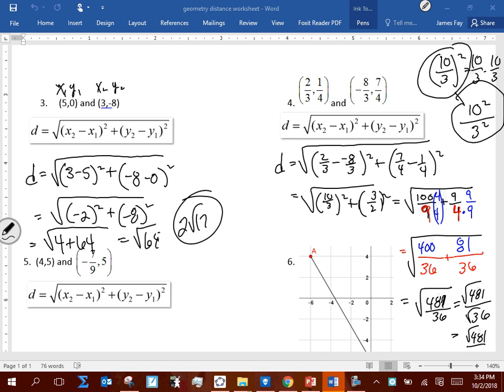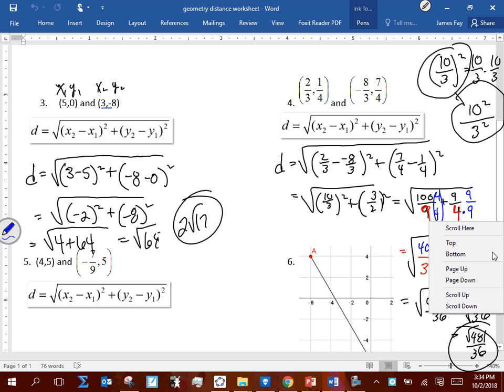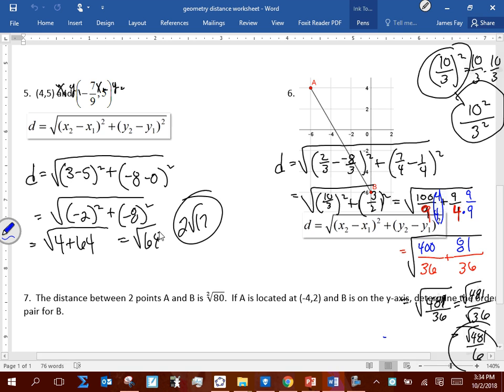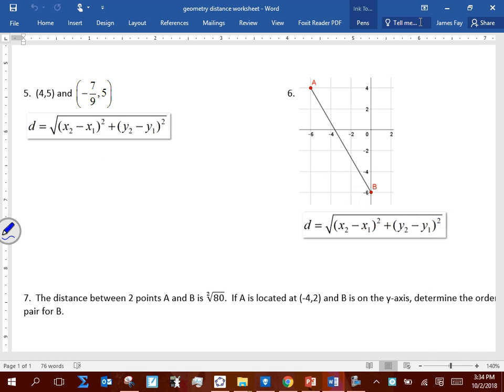So I can rewrite this answer that way. Radical 481 over... messed it up. Square root of 36 is 6. So I can rewrite it radical 481 over 6. And now the number 5 we talked about, we can do this using the distance formula.